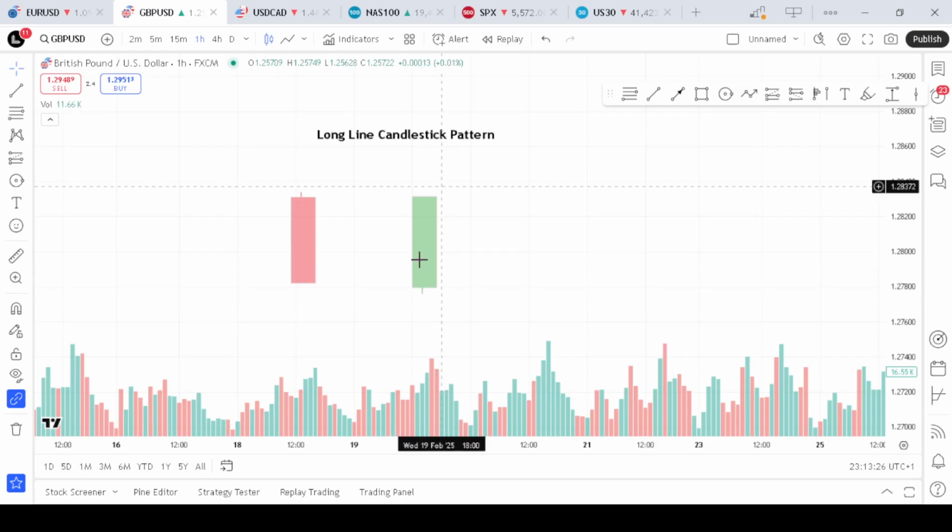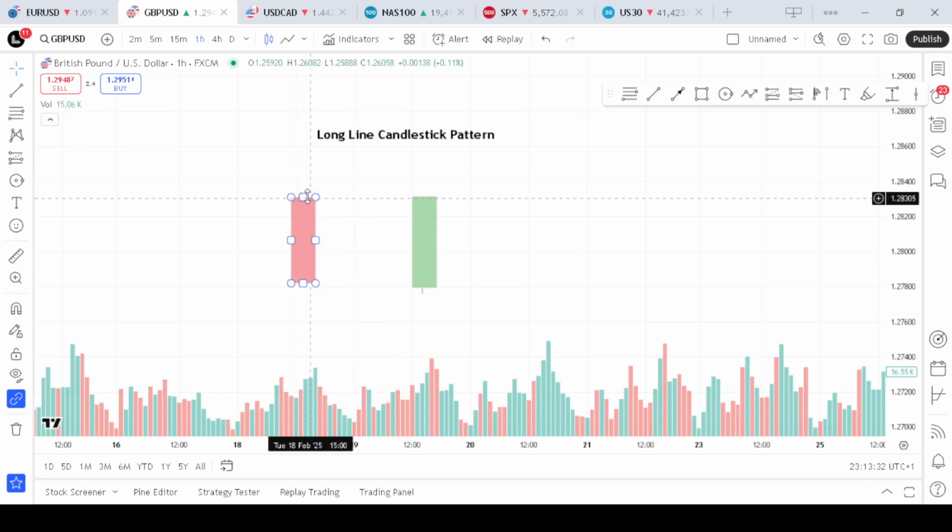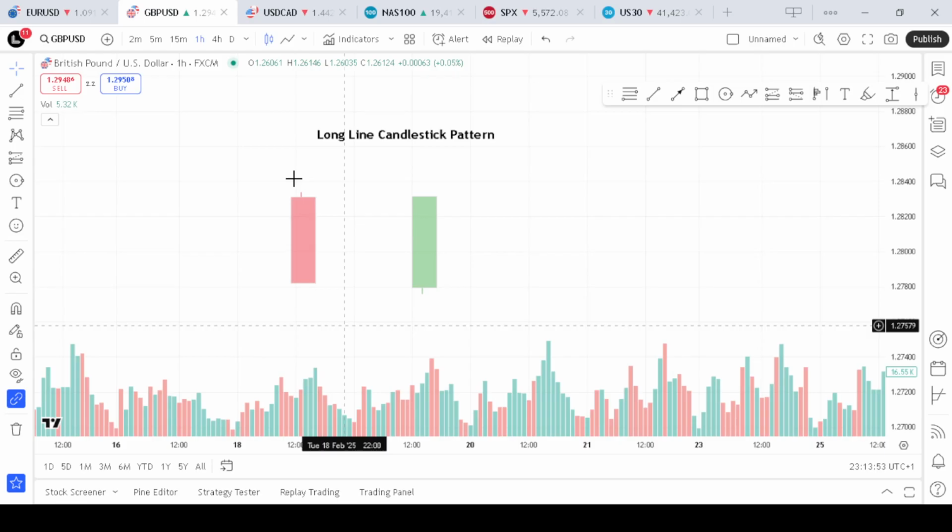This is the bullish long line candlestick pattern, while the long black candlestick pattern, which is the bearish pattern, indicates strong selling pressure. It opens near the high and closes near the low of the period, suggesting that sellers were in control. And this is an example of the long black candlestick.